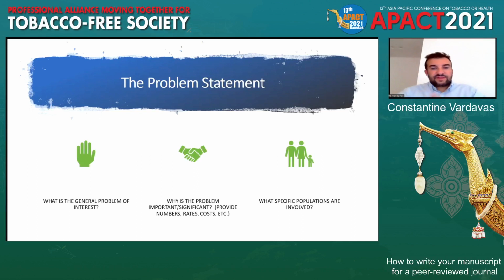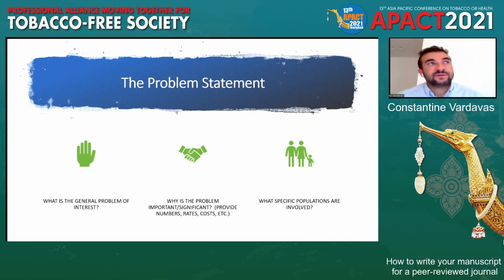So when you have the problem statement and the baseline information, what we want to know is the general problem of interest. Is it interesting? Is the problem indeed a problem, or is it just a simple gap in the literature? Why is the problem important? You can give numbers or rates or costs.